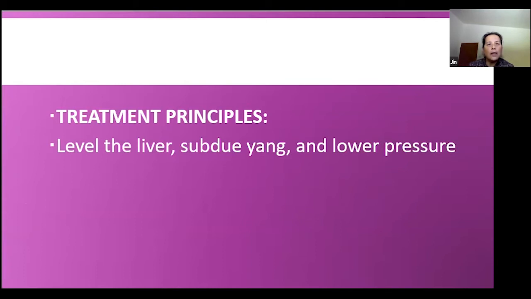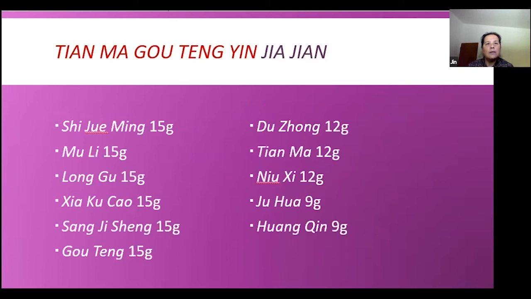So we need to clear the liver or soothe the liver and clear heat and try to lower blood pressure. The patient has high blood pressure. So the typical formula we use for this condition is 天麻钩藤饮. I believe this is still in our CCM list. And plus 加减. So the king herbs for this one are 天麻 and 钩藤.